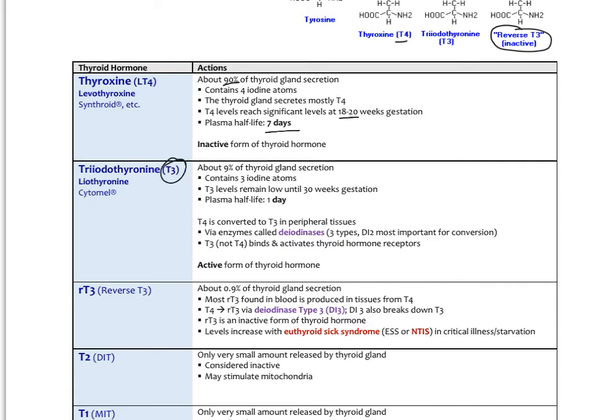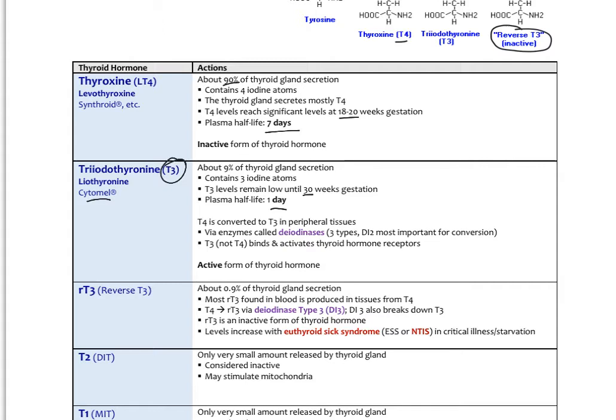In terms of the replacement therapy, that goes by the name of Cytomel or liothyronine. That's about 9% of the gland secretion, contains the 3 iodine atoms that we just talked about. And the T3 levels don't really start picking up until around 30 weeks gestation in the fetus. And the plasma half-life of this one is only a day. So this is more of a cellular level activity, and we don't see it stay around in the blood as much.